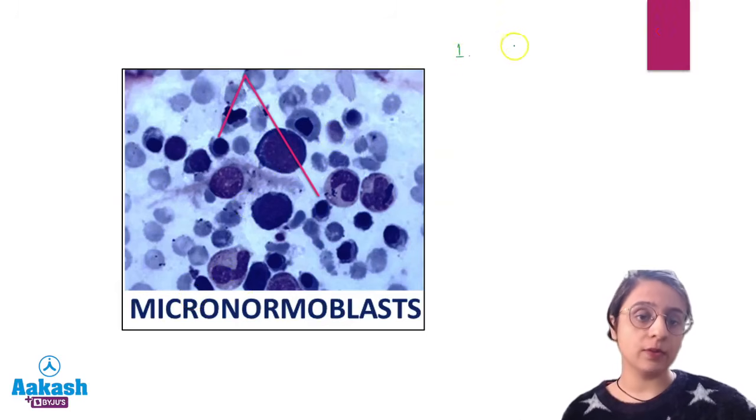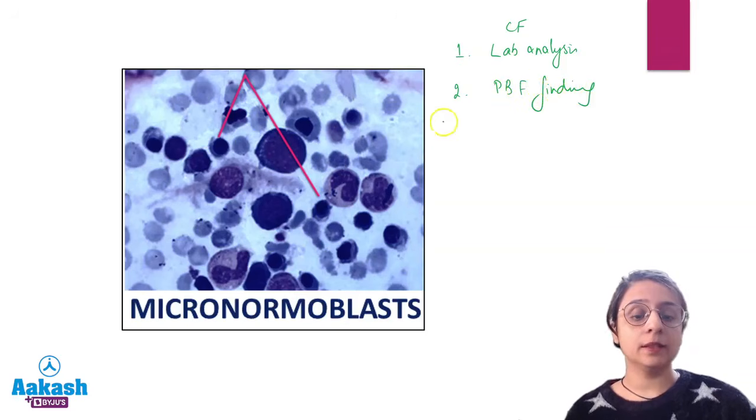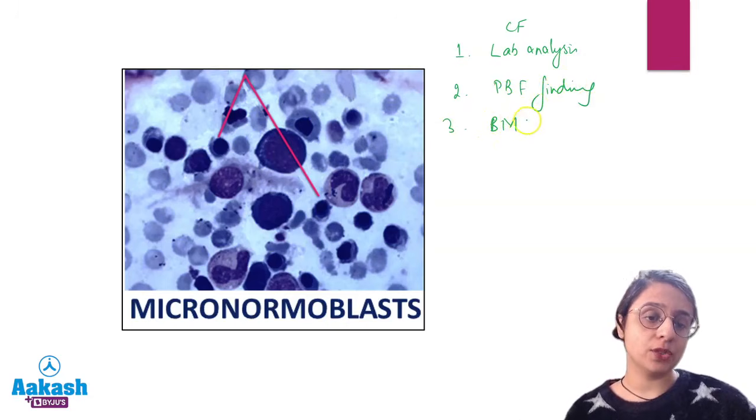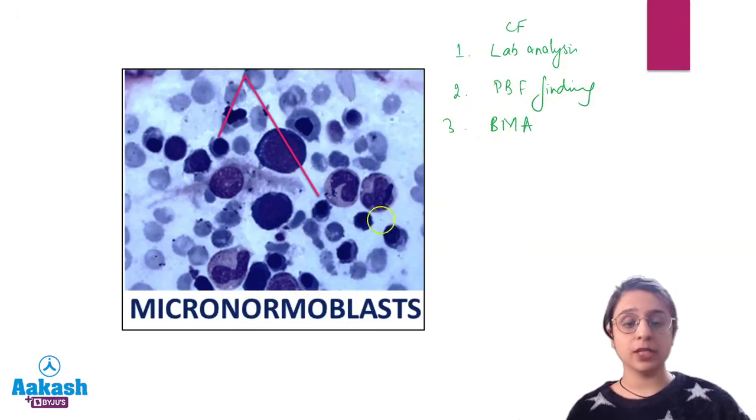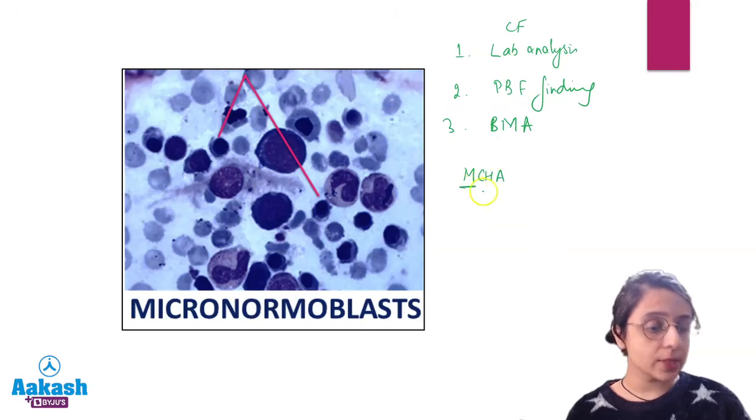So number one, we have already done the lab analysis. Lab analysis is done along with the clinical features. Now moving on to the next, we have seen the PBF findings. And third will be the bone marrow aspiration. So what will you see on bone marrow aspiration? Because you can remember iron deficiency anemia is characterized by microcytic RBCs on PBF.